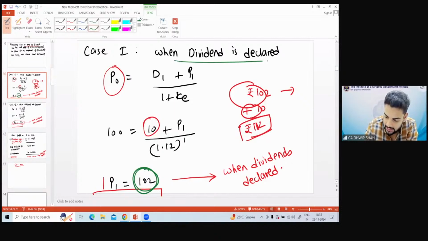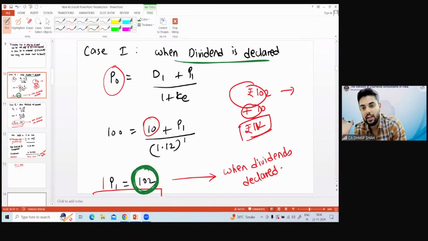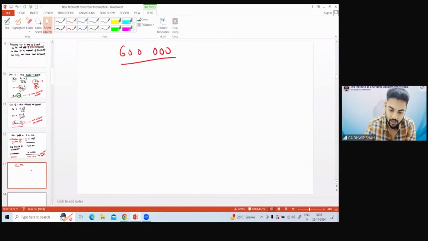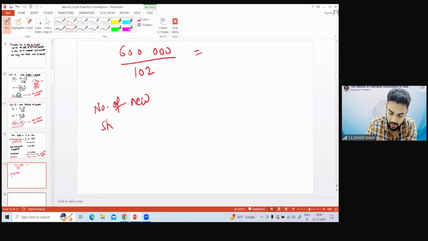Because when dividends are declared, the expected price in the next year would be 102. So I will issue the shares not at 100, not at face value. I will issue at the relevant market price at that point in time. Hope everyone understood this. So I will issue the shares at 102. Therefore, the new shares issued would be 6 lakh divided by 102.